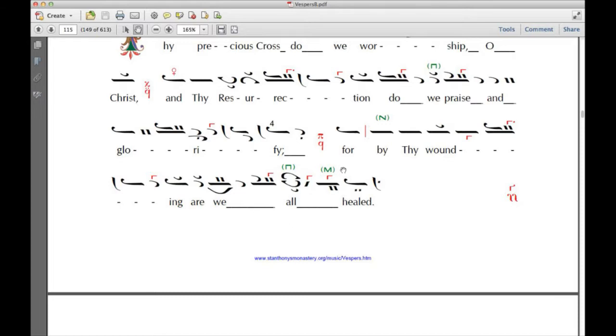Let's do the last two lines from the pa in the middle. For by thy wounding. Yeah. For by thy wounding are we all healed. Okay. Cool. Any questions there?